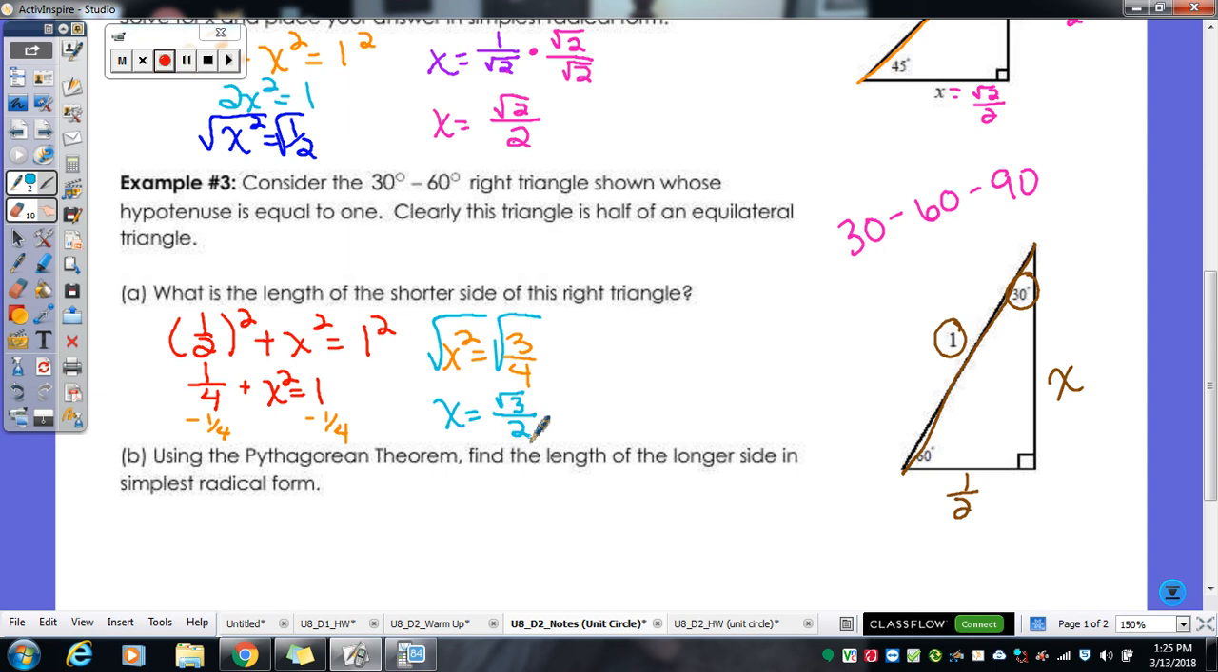Radical 3 over 2. You can't take the square root of 3. It's not a perfect square. You can take the square root of 4. It would end up being a 2. So that other side's going to be radical 3 over 2. Oh, that was supposed to be down there in part B.